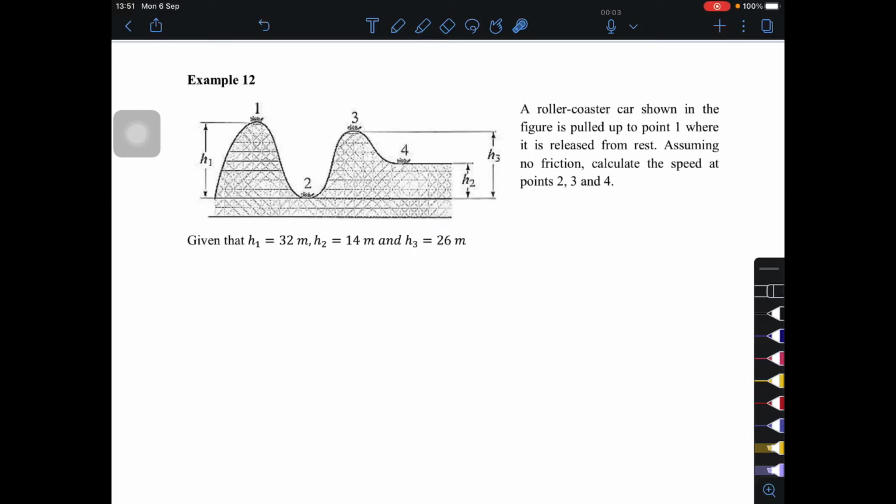Hai, Assalamualaikum. So, minggu ni kita akan sambung bincang example untuk Principle of Conservation of Energy. Okay, let's take a look at example 12 here.